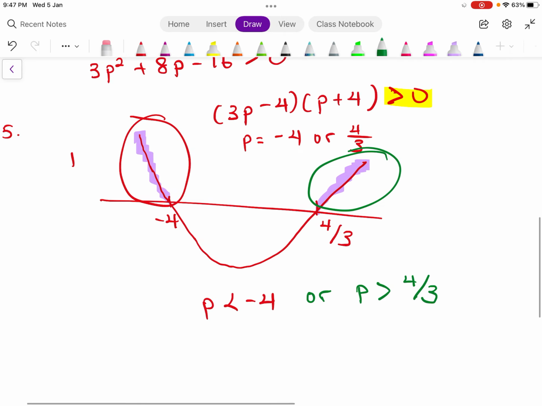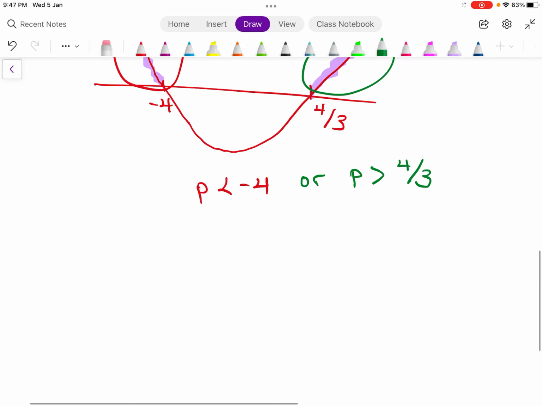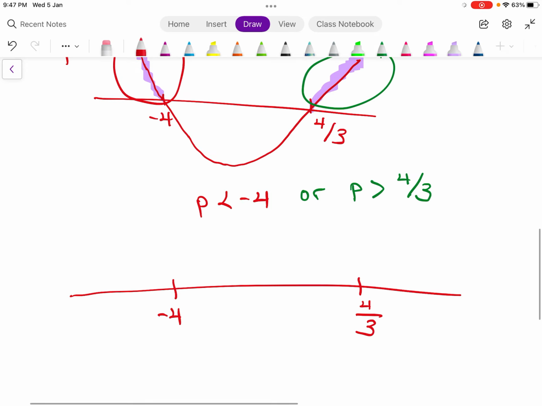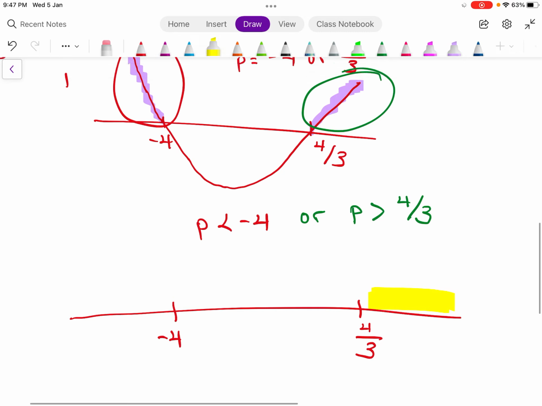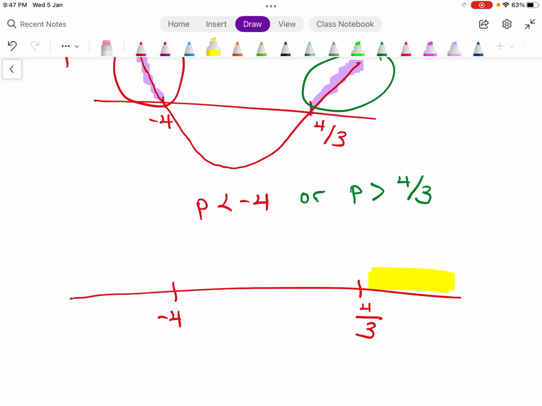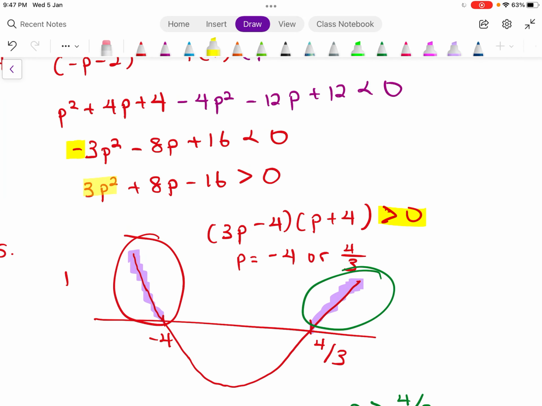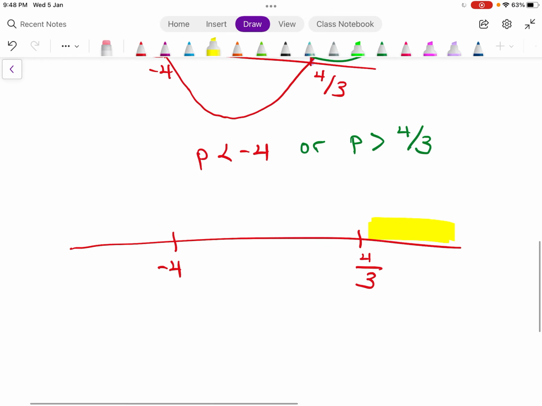Of course, let me show you the number line method. The number line method is the same idea, just that I prefer to use the number line. So this one is -4, this one is 4/3. Let's put down the sign first. Maybe I deal with this first. You can substitute any number that is more than 4/3. Maybe I substitute 2 into this equation. You will get 3 times 4, 12. So it's definitely more than 0, which is positive. Then here will be negative, here will be positive.